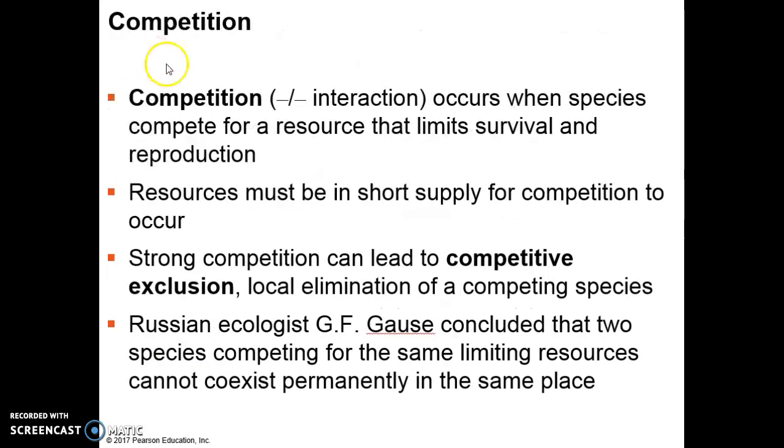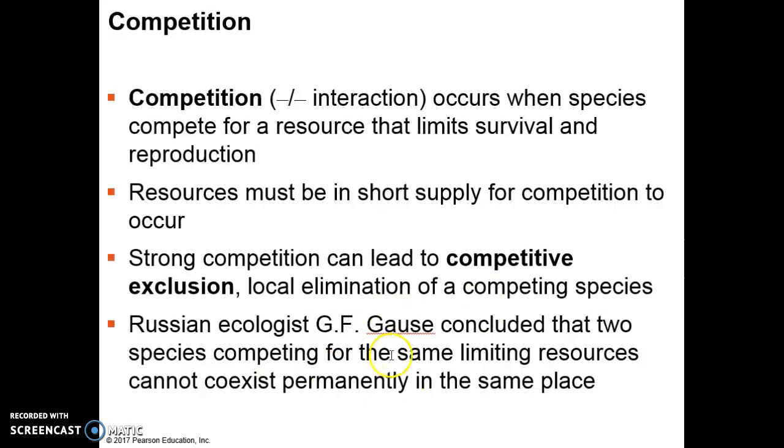So in competition, both organisms are negatively affected because you're competing over a resource. So if you're competing, then the resource must be in short supply, or you wouldn't compete for it, you would just both get it. Strong competition can lead to this competitive exclusion, which is essentially where one organism outcompetes another.